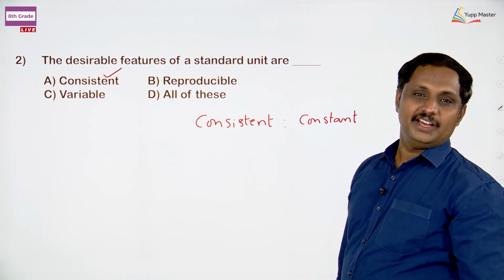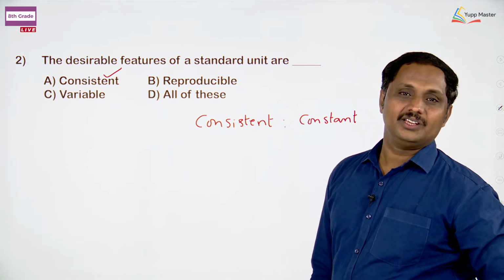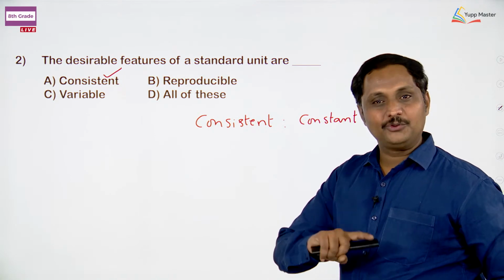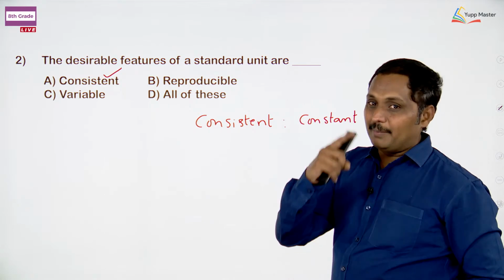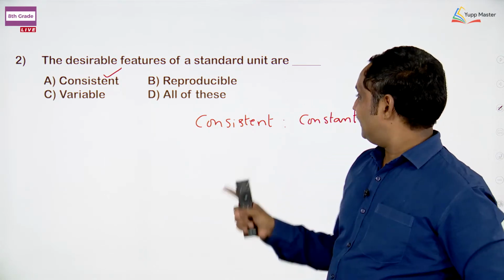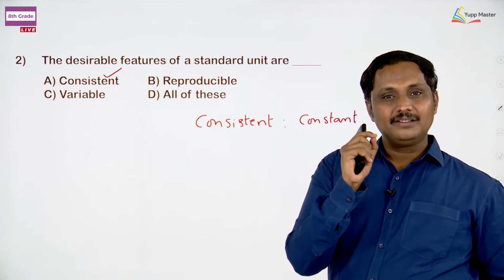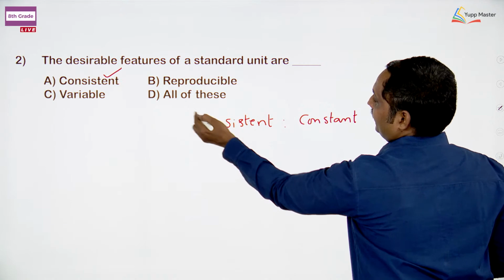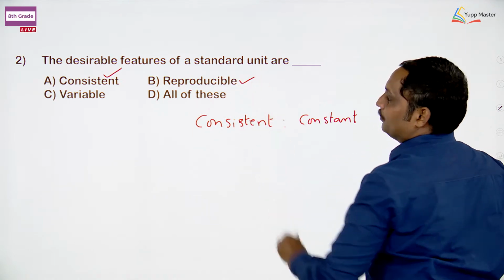Now it doesn't change anywhere in the universe, it's going to be constant. You are not going to differentiate it from place to place. In all the places it is going to be the same, but its magnitude is going to change, but its unit is the same. It's very clear. Now let us talk about that. First one is correct. Let us go for another one, reproducible.